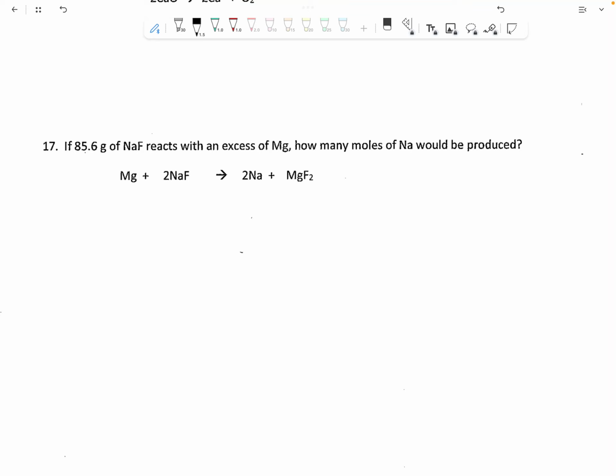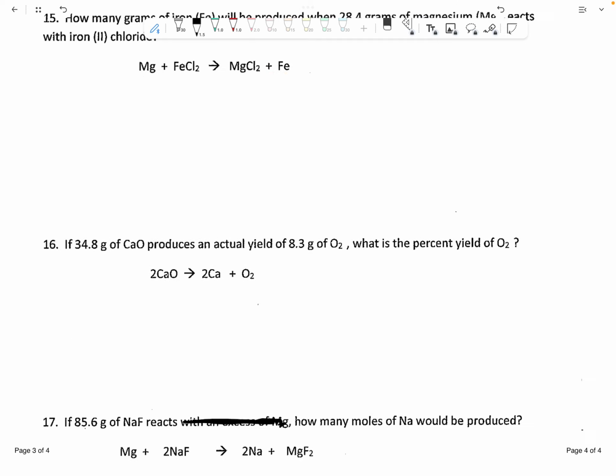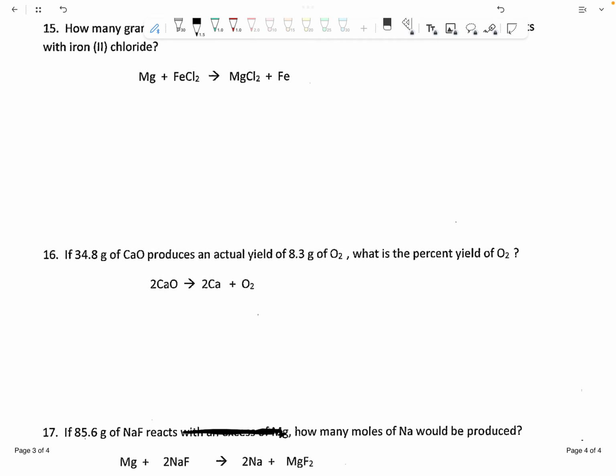Whenever you see, look at number 17. Whenever you see this kind of stuff like here, just cross it off. Okay. And now you can read the problem and it'll make a little more sense for you. Now, the last one I really want to worry about is this one, because I think you can handle number 15 and number 17, is your percent yield.